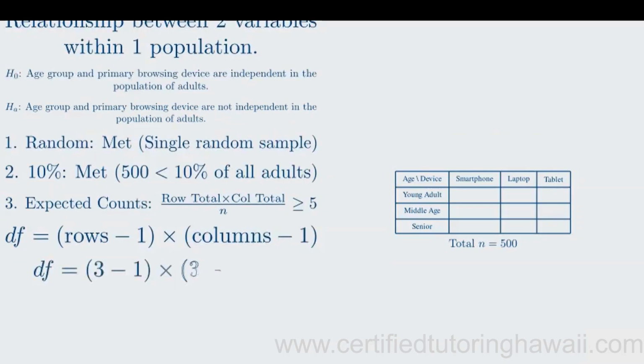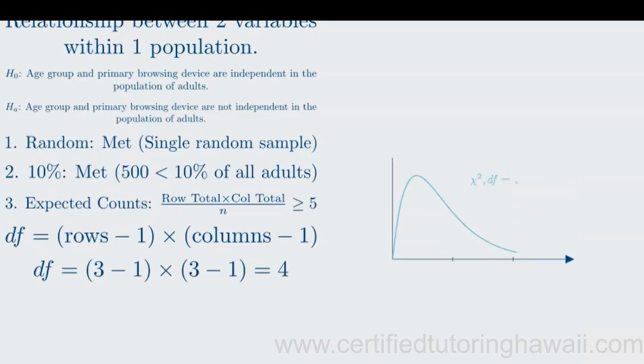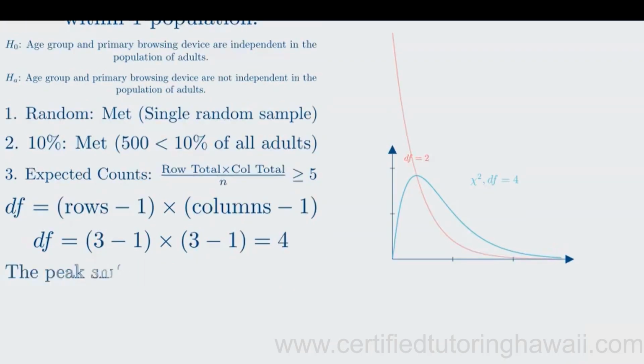Since we have 3 rows and 3 columns, the degrees of freedom is 2 times 2, which equals 4. With 4 degrees of freedom, we would look at a chi-square distribution with df equals 4 to find our p-value. Notice that with 4 degrees of freedom, the peak of the curve has shifted slightly to the right, compared to a curve with only 1 or 2 degrees of freedom. This is the family of curves we discussed earlier.